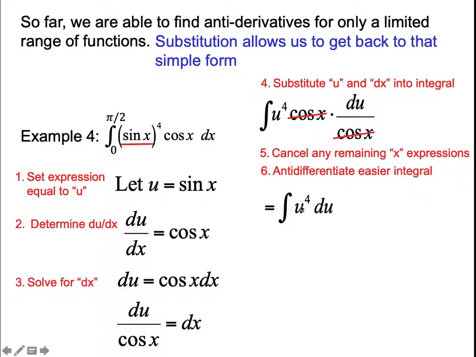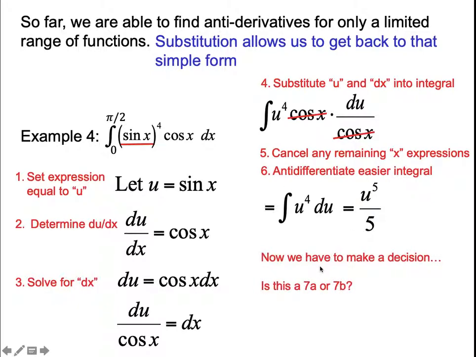So this is, I mentioned it when we had the screen of all those functions up. Wouldn't it be nice if this was just x to the 4th? Or u to the 4th. So now we're going to anti-differentiate this. So we're going to bump up the power and divide by the new power. So it's going to look like this. Okay, so now that's the end of step 6.